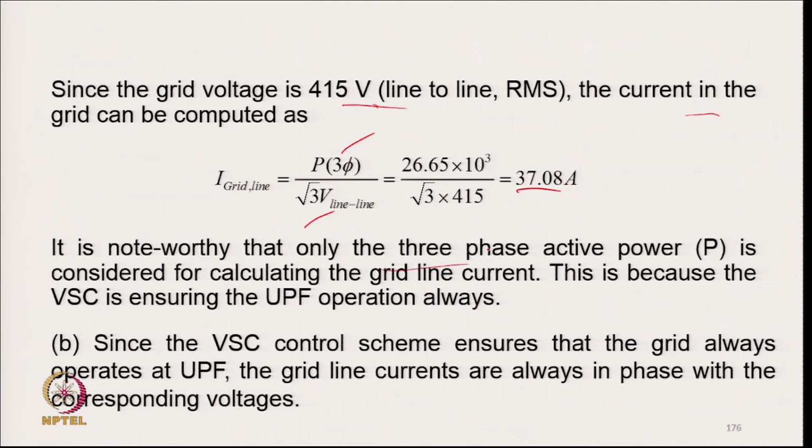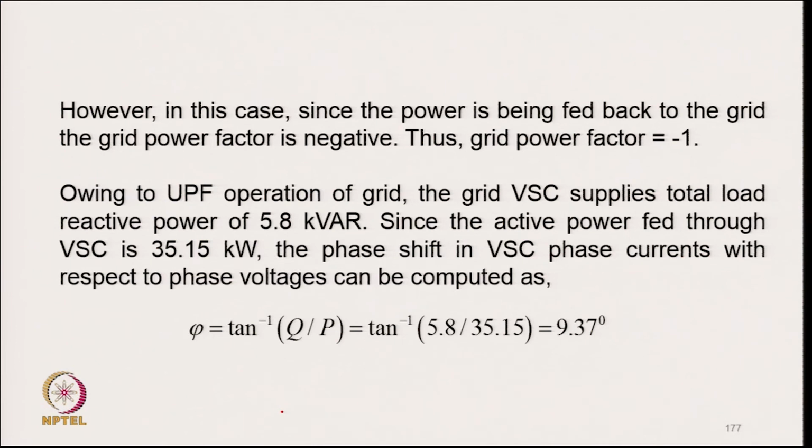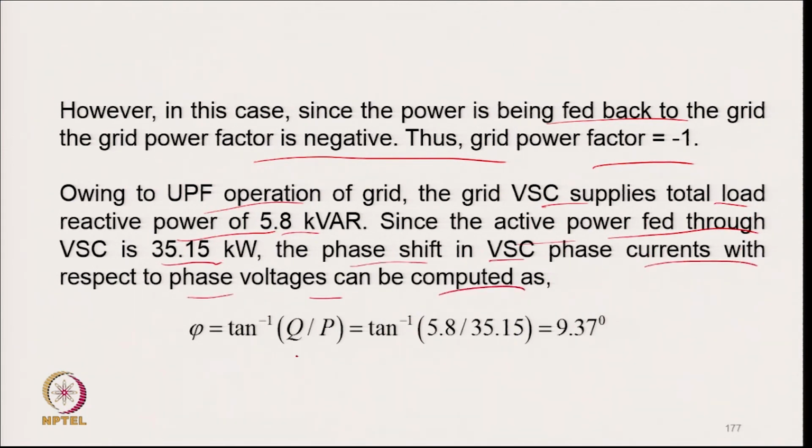It is noteworthy that only the 3 phase active power is considered for calculating the grid line current. This is because the voltage source converter is ensuring unity power factor operation. Since the VSC control ensures the grid always operates with the grid line current in phase with the corresponding voltage. However, in this case, since the power is being fed back to the grid, the power factor is negative, thus the grid power factor is -1. Owing to UPF operation of the grid, the VSC supplied the total load reactive power of 5.8 kVAr. Since the active power fed through the VSC is 35.15, the phase shift of the VSC phase current with respect to the voltage will be tan inverse of Q upon P, and this comes to 9.37 degree.